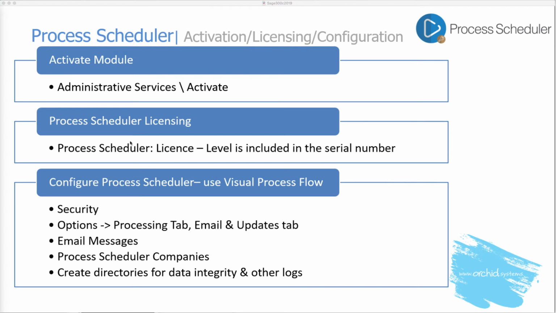We've just seen how to activate, check the license, use the visual process flow to set up the basic security and configure options for Process Scheduler. If we're going to run some actions that need some directories, we create them on the network folder. Now we can start creating some schedules.